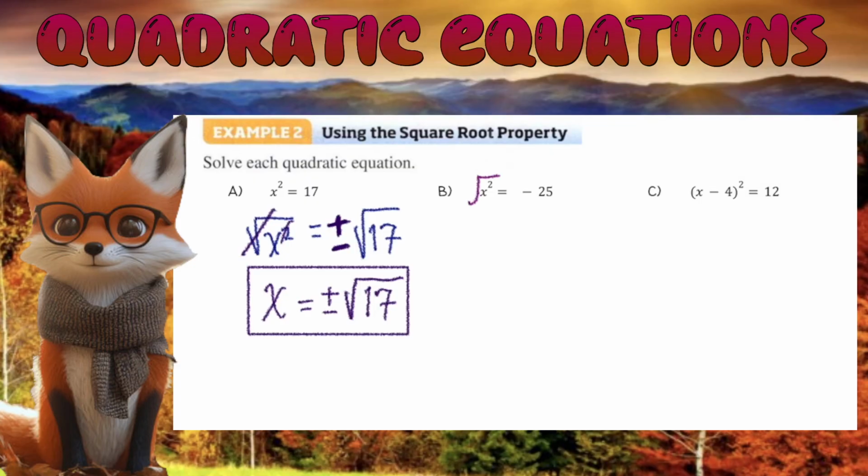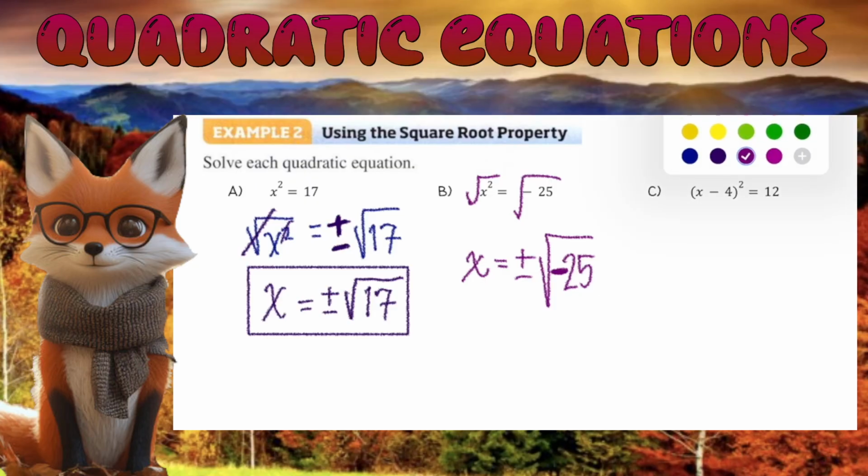I'm going to do the same thing, okay? We're going to take the square root on each side. X on the left, plus minus, don't forget, square root of negative 25. Now, in the last section, we went over what to do when we have the square root of a negative, and that is to use the imaginary unit i. X equals plus minus i.